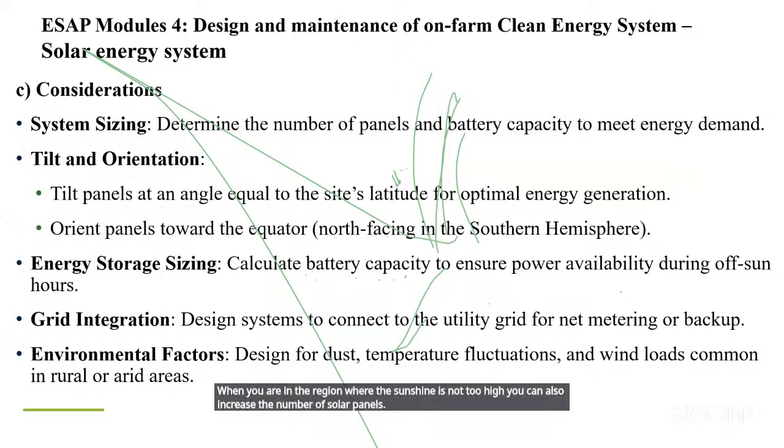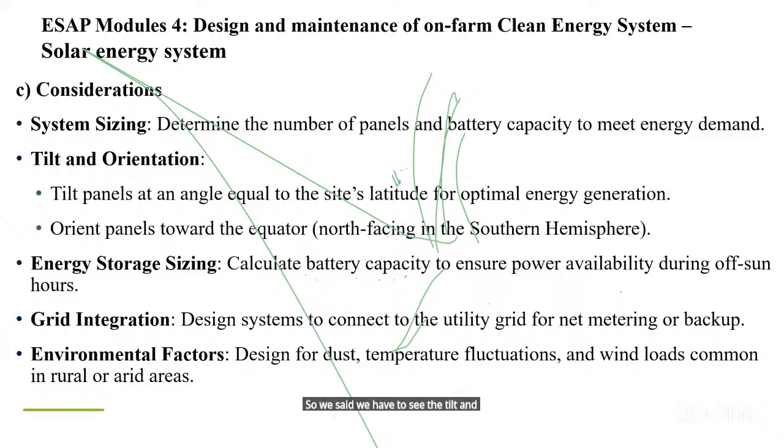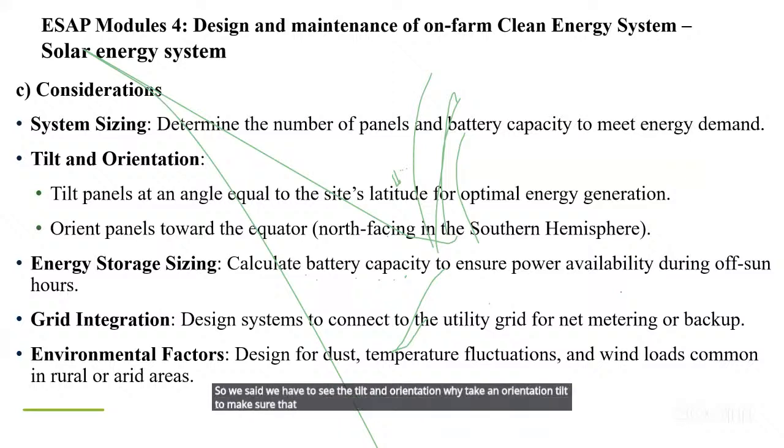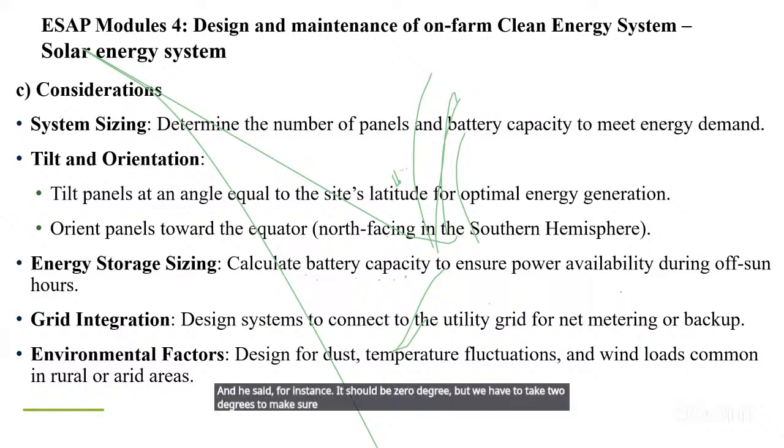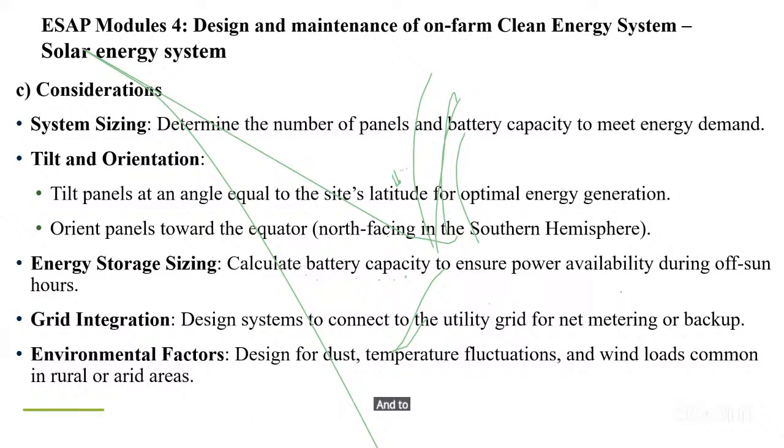So we said we have to see the tilt and orientation. Why tilt and orientation? Tilt, to make sure that the solar panels are self-washing. So tilt panels at an angle equal to the latitude of the site. For instance, at the equator it should be 0 degrees, but we have to take 2 degrees to make sure that the solar panels are self-washing, and to optimize energy generation.